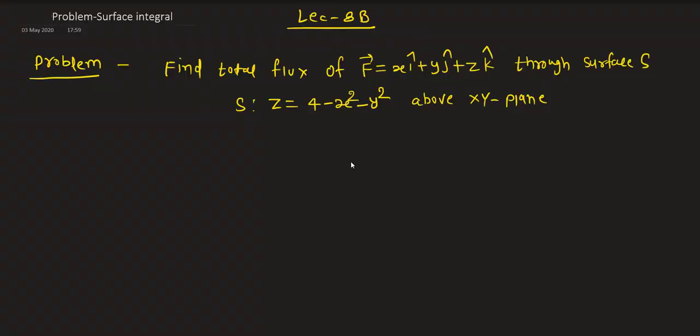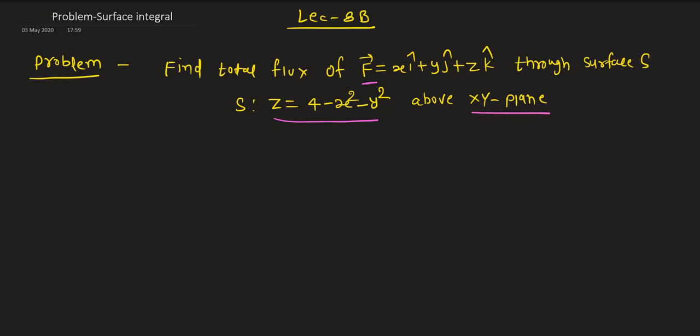Let us try to solve a problem based upon the surface integral. Now, in this problem, we need to find the total flux of this vector through the surface, which is given by z is equal to 4 minus x square minus y square, and only above the xy plane.